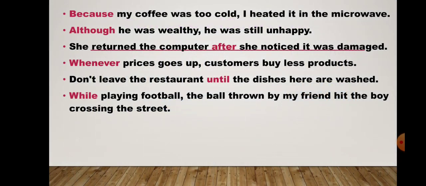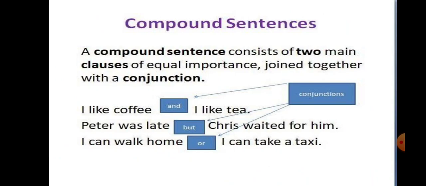As you can see, the words because, although, after, whenever, until, while, all these words are subordinating conjunctions. So we use a subordinating conjunction in a complex sentence with a dependent clause. So if any sentence has an independent clause and a dependent clause that begins with a subordinating conjunction, all those sentences are complex sentences.